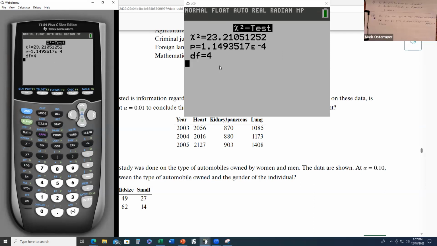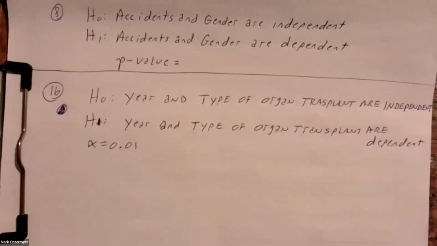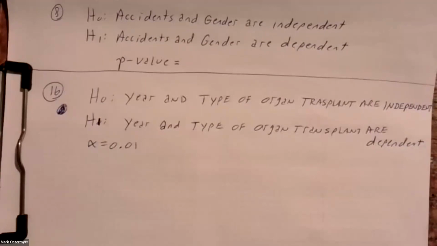What do you think? P-value, is that a large or small p-value? Small. Very, very small. So what would we conclude in plain English? Very small p-value. So what are we going to conclude? That there is a relationship between the year and the type of organ transplanted? That's what it looks like. Yeah. So there is some sort of a relationship or dependency upon the year and the type of organ transplant.